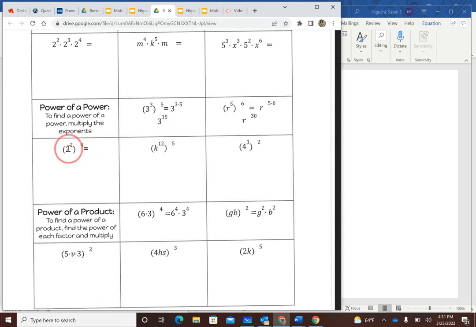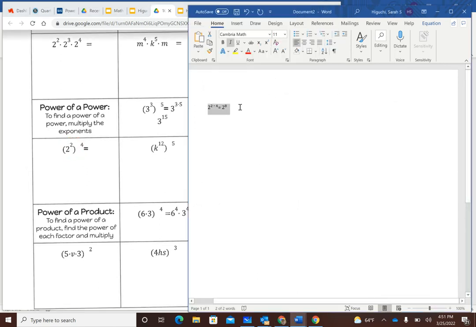The first one, we have 2 to the second power in parentheses, and it's raised to the fourth power on the outside of the parentheses. Therefore, we will multiply them together, and our resulting answer is 2 to the eighth power, because 2 times 4 is 8. The same rule applies when you have variables. But let's do the second one, and I'm using an equation editor now because I have misplaced my stylus.